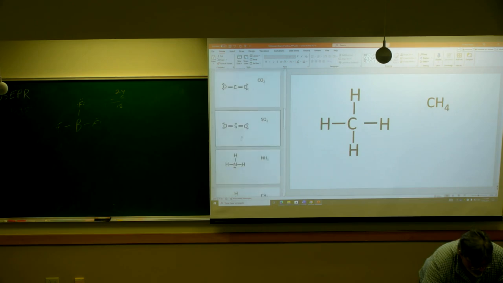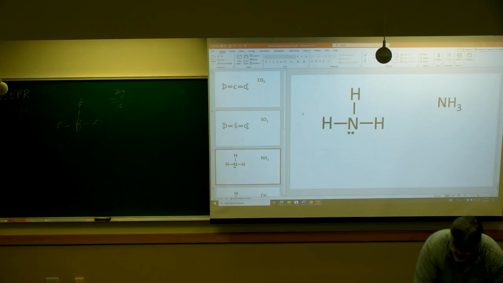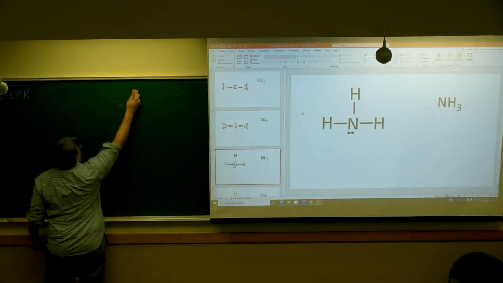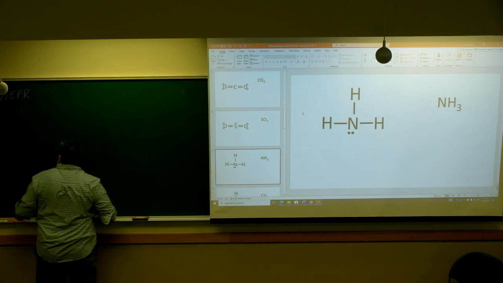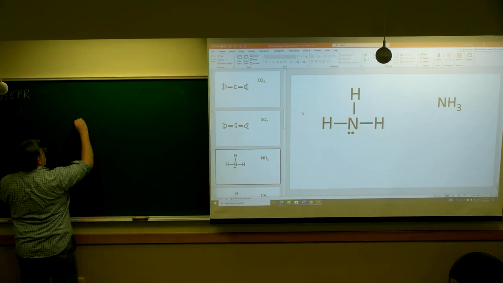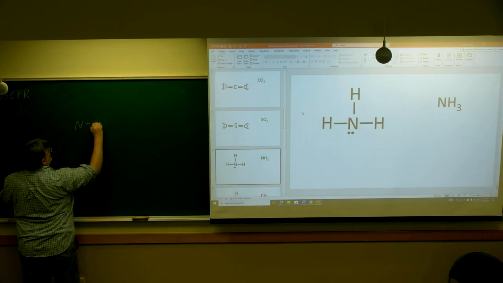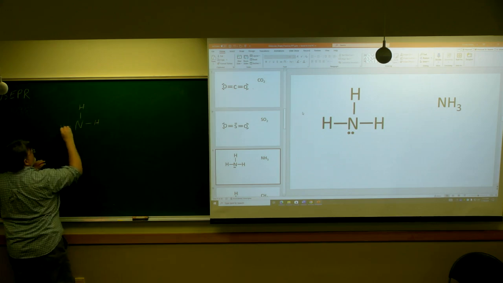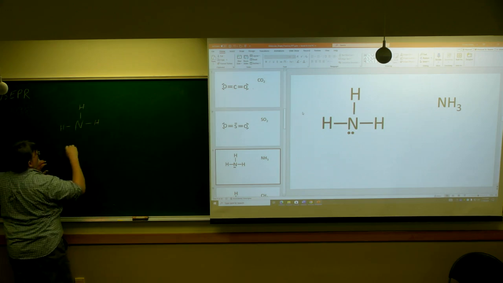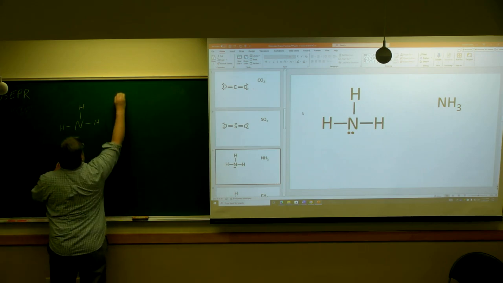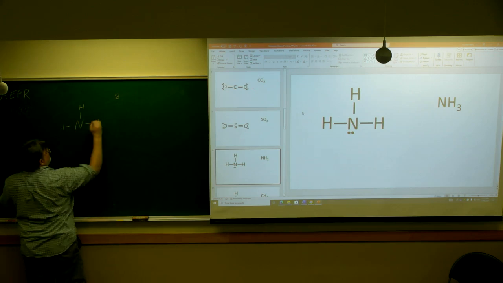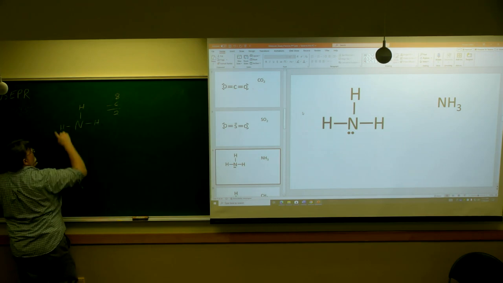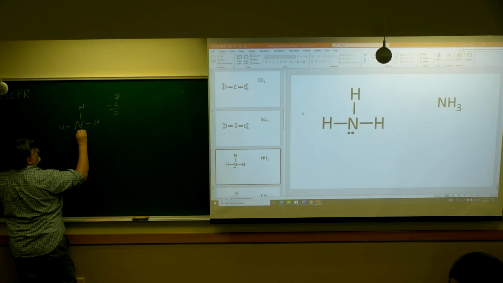This is what I want to do. NH3. We did NH3. How many valence electrons for nitrogen? 5. 5 and 1 for each of these hydrogens. 7, 8. So we have 8 total electrons, 2, 4, 6. We're down to 2. And then there's nothing to add to the hydrogens. So you can put the last pair there.